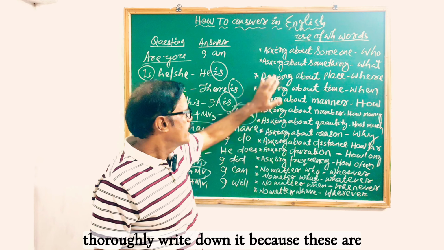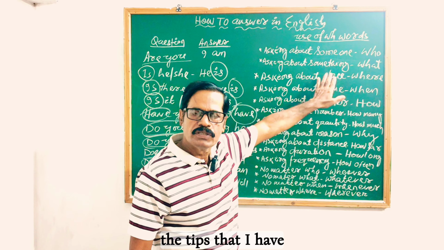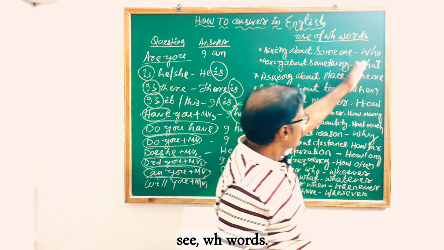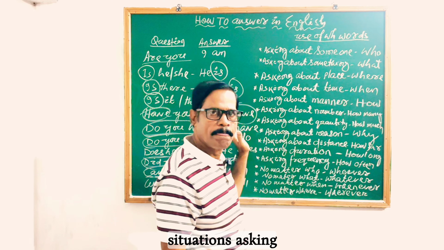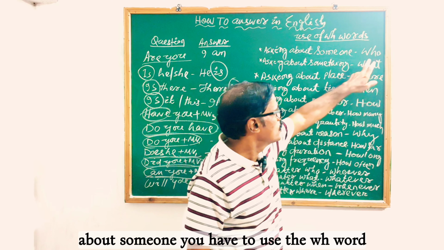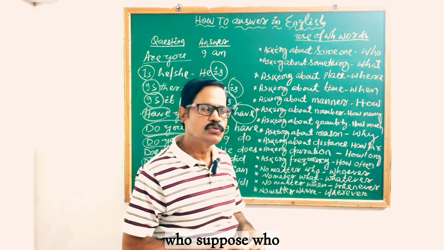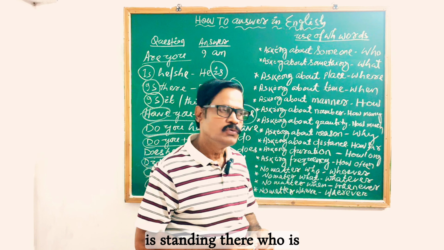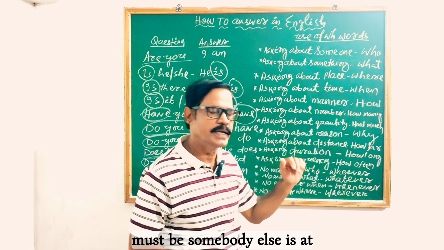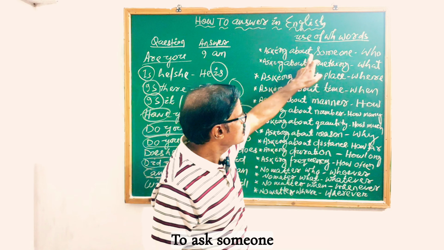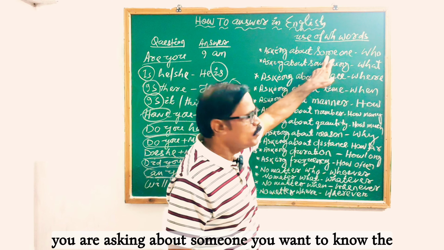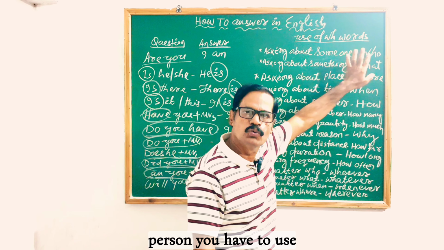Write it down thoroughly, because these are the tips that I have written here. You see, WH words. These are the WH words, and these are the situations. Asking about someone: if you want to ask about someone, you have to use the WH word who. Suppose, who is standing there? Who is at the gate? If I ask this question, your answer must be "Somebody X is at the gate." That means if you are asking about someone, you want to know the person, you have to use who.